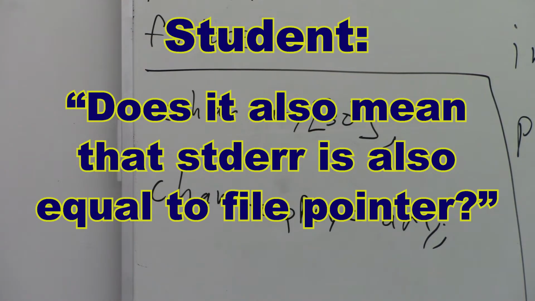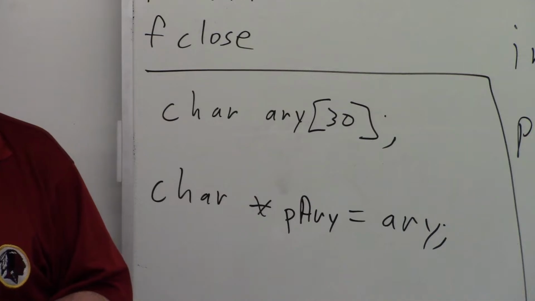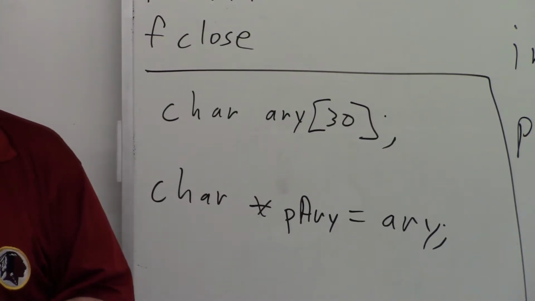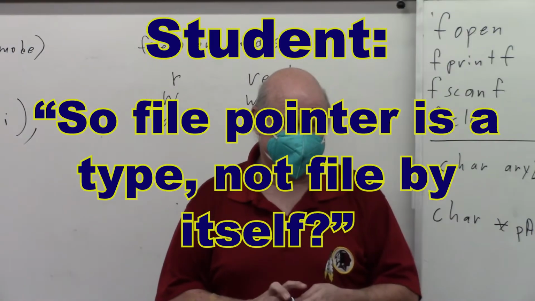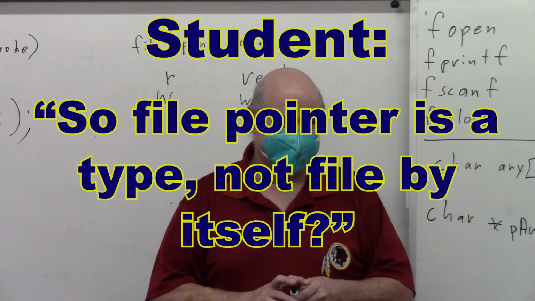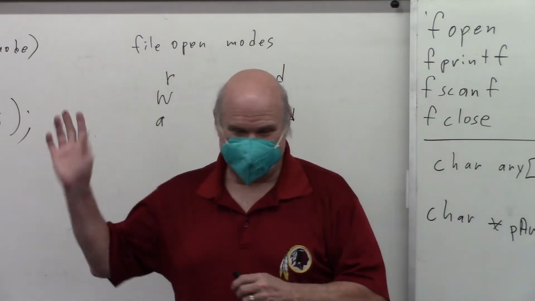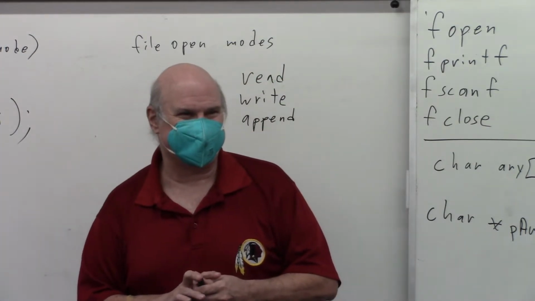Does it also mean that stderr is equal to file pointer? stderr is a file pointer. File pointer is a type. Just like int is a type. Just like float is a type. Just like if you declare a struct, that is a type. So file pointer is a type, not file by itself. Actually, yes. You don't need to worry about the details underneath the hood. File pointer is the type that is relevant.